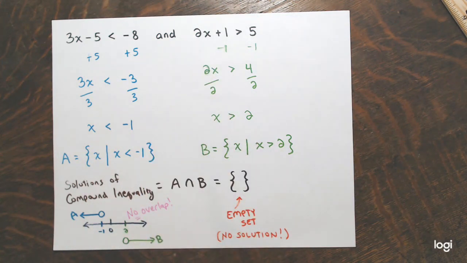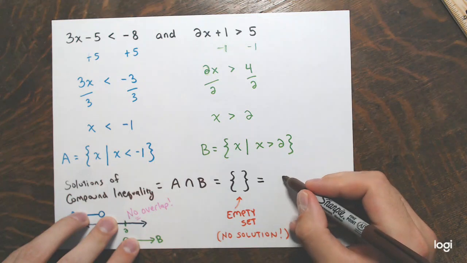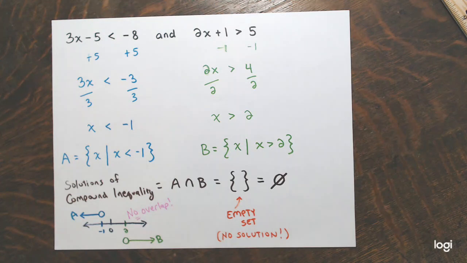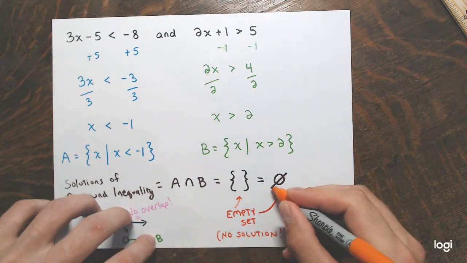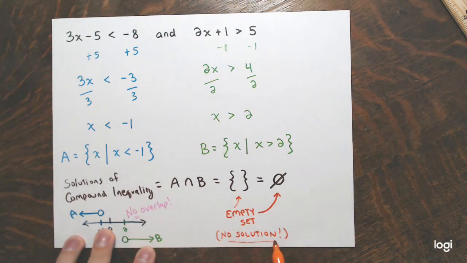All right, so you might see the empty set, the set with nothing in it, written as just an empty set of braces like this. Or you might also see the empty set drawn as this circle, a 0 with a slash through it, almost like a no smoking sign. So either one of these symbols you might see, to represent the empty set, meaning that there is no solution to this compound inequality.